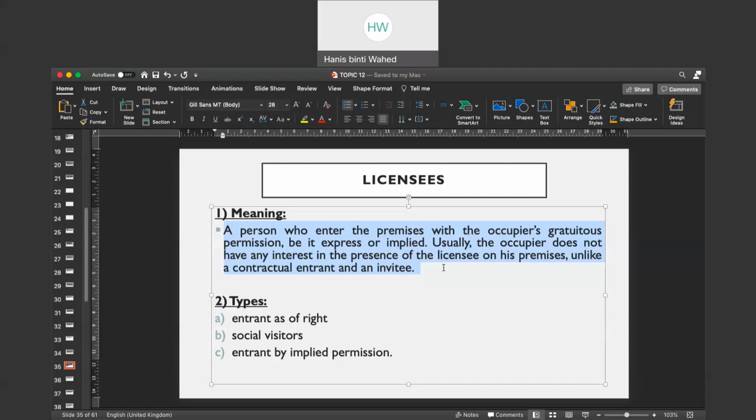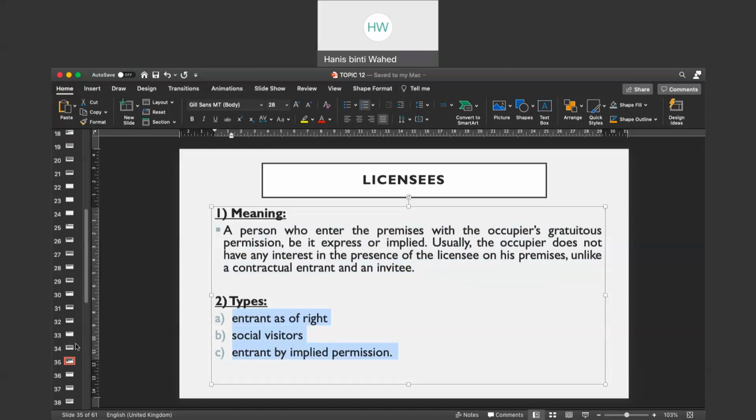Okay, and then the licensee himself, he does not know about the danger because it is a concealed danger, yeah. So maksudnya there should be no concealed danger in the premise. Okay. Again, there are three types of licensees. We have entrance as of right, social visitors, and also entrance by implied permission. Yeah. Okay.